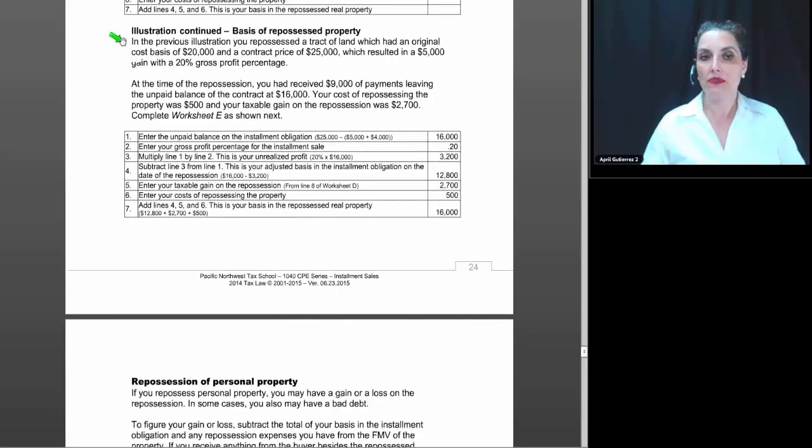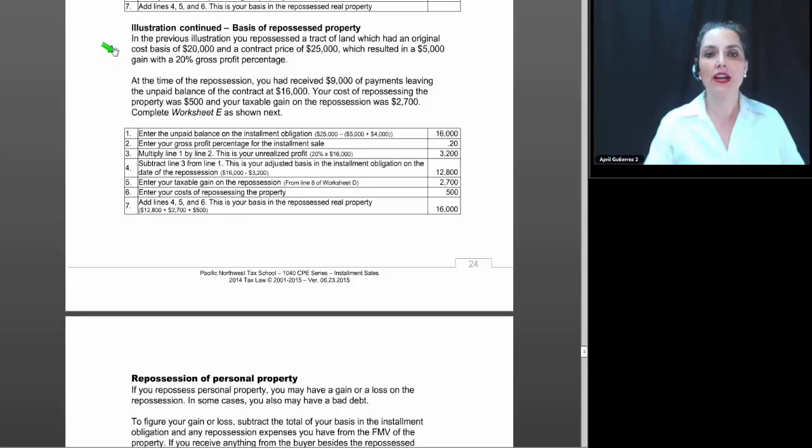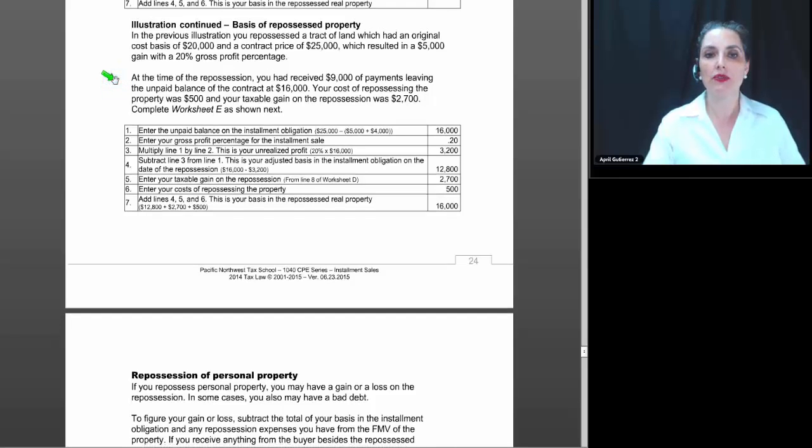And we're going to continue with the previous illustration where you repossessed a tract of land, which had an original cost basis of $20,000 and a contract price of $25,000, which resulted in a $5,000 gain with a 20% gross profit percentage. At the time of the repossession, you had received $9,000 of payments, leaving the unpaid balance of the contract at $16,000. Your cost of repossessing the property was $500, and your taxable gain on the repossession was $2,700.